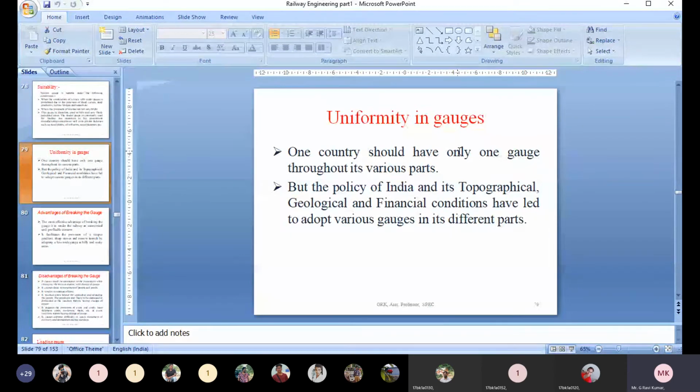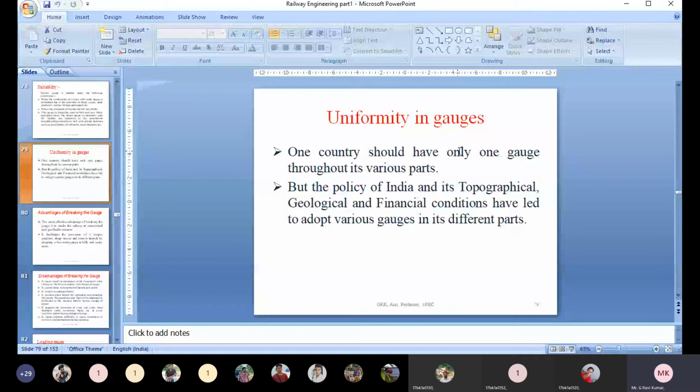And one more thing we have discussed: break of gauge. What is break of gauge? Break of gauge is nothing but, if within a single track two gauges are provided, the meeting point of the two gauges is called break of gauge.